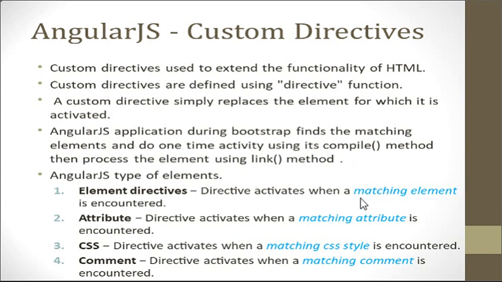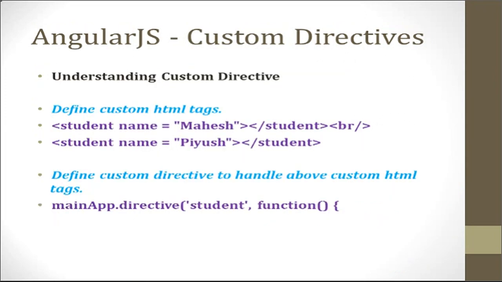Element directives are activated when a matching element is encountered. Attribute directives are activated when a matching attribute is encountered. CSS directives are activated when a matching CSS style is included, and comment directives are activated when a matching comment is encountered. So this is an example for understanding the custom directive.